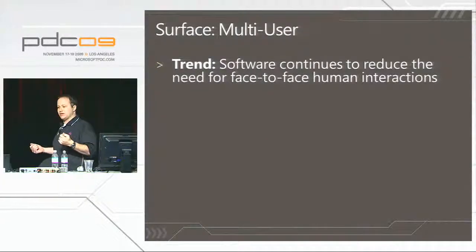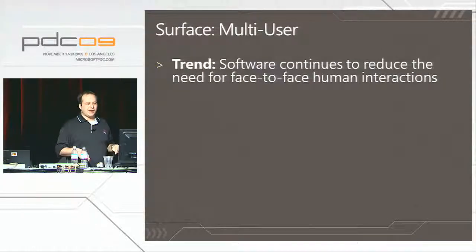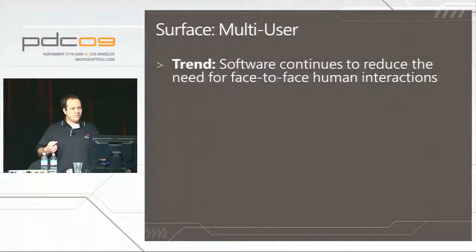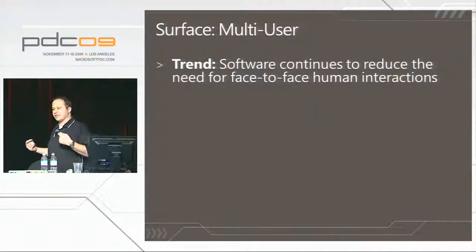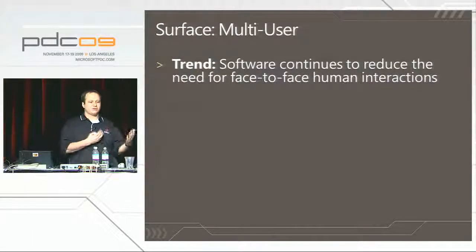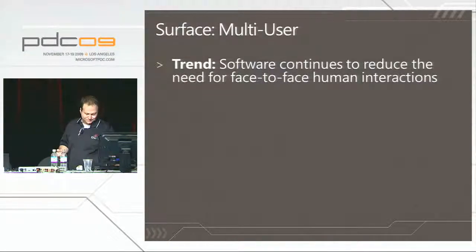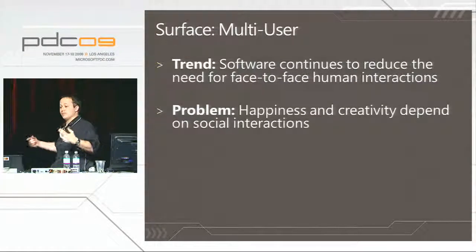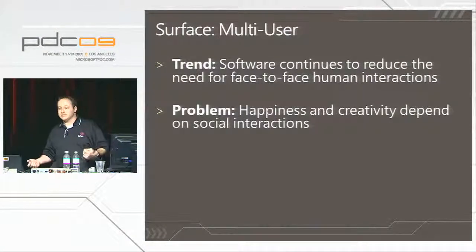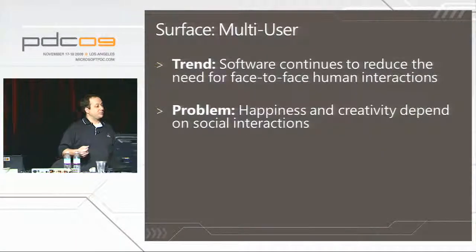First is multi-user. And this is the reason why I came to the Surface team, what I'm really, really passionate about. There's a trend in technology today where we're building solutions, we're building software that reduces the need for people to have face-to-face interactions. Right? We do more online sitting in front of our terminals or our laptops instead of going and interacting with real people. And this is a problem, right? It makes us more efficient in some ways in the business world, but it's also a problem because we know that human happiness and human creativity depends on having these social interactions with other people.